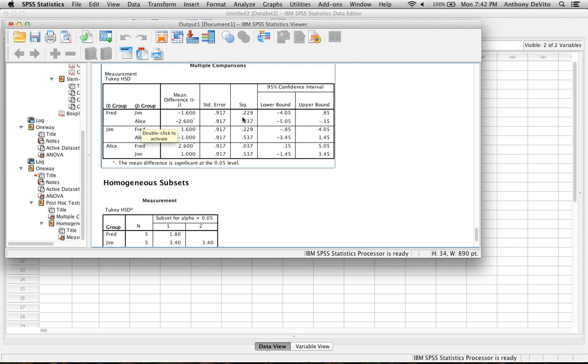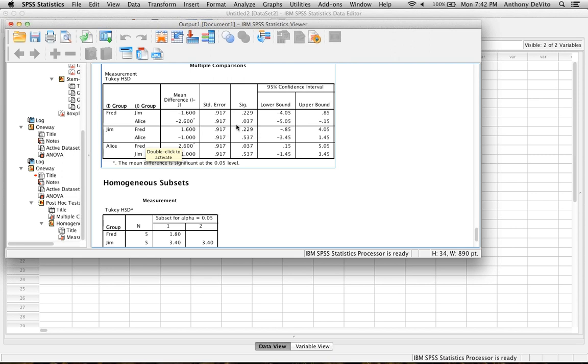In other words, if we reject the null hypothesis that the mean for Fred and the mean for Alice, the populations that they represent, are the same, and say that they're different, our chance of being wrong is 3.7%, which is less than 5%. So we can say that Fred and Alice are not the same. We reject that null hypothesis. Okay, let's try Jim. Jim and Fred? Nope, doesn't work. Jim and Alice? Nope, doesn't work. Right?